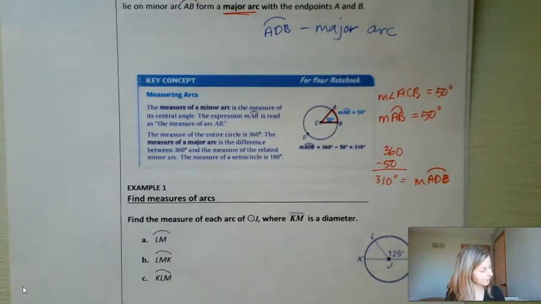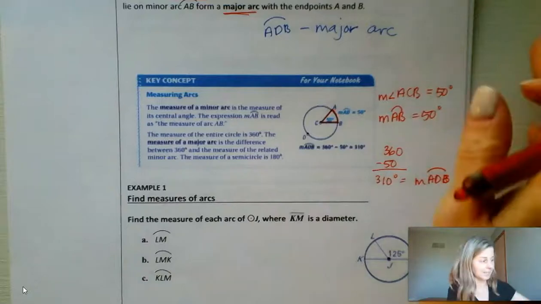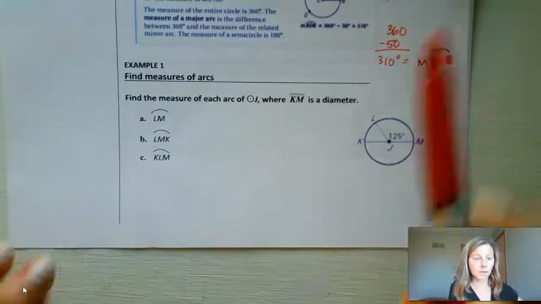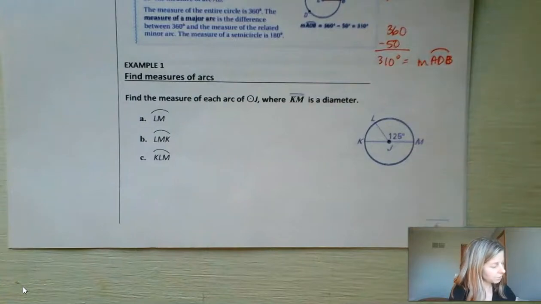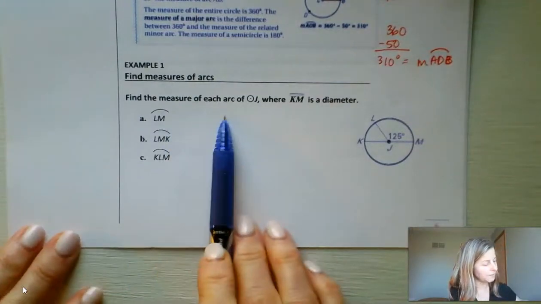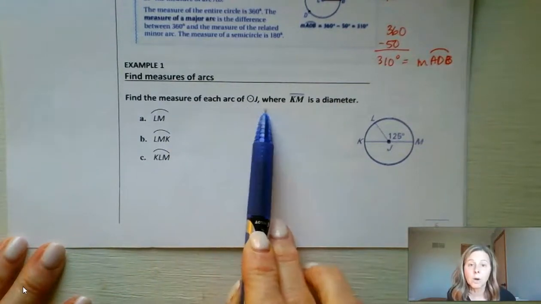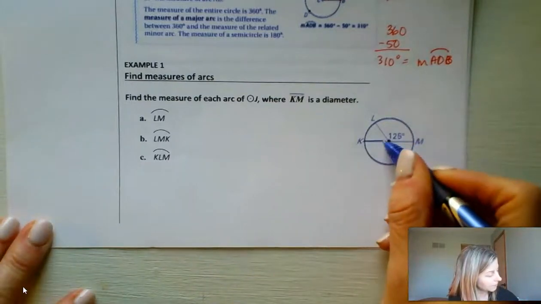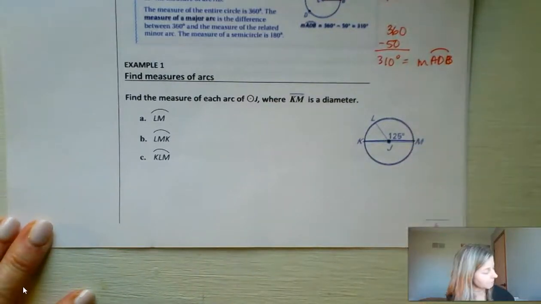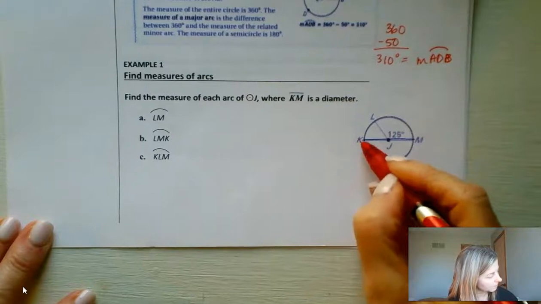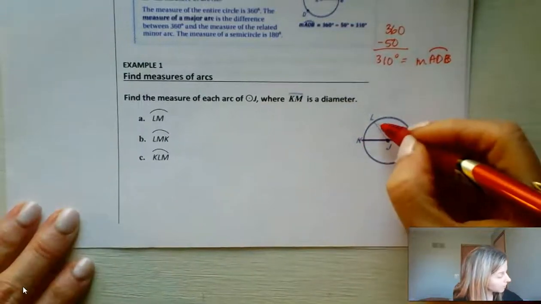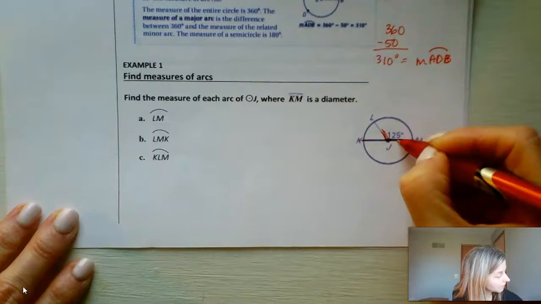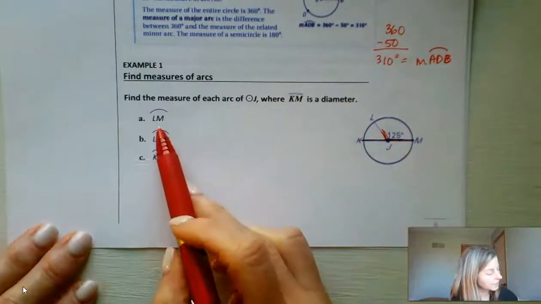Okay, let's look at example 1. Let's practice that. All right, find the measures of the arcs. Find the measure of each arc in circle J, where segment KM is the diameter. All right, so this is really cutting my circle in half. Maybe I'll switch over to red. Okay, so your 125 is this angle right here. That's your 125 degrees.